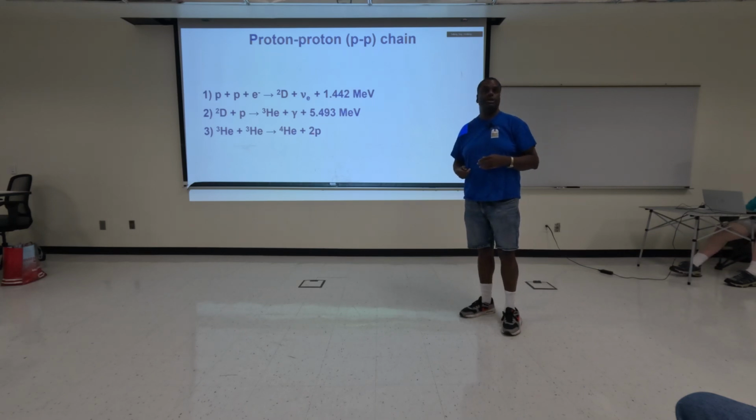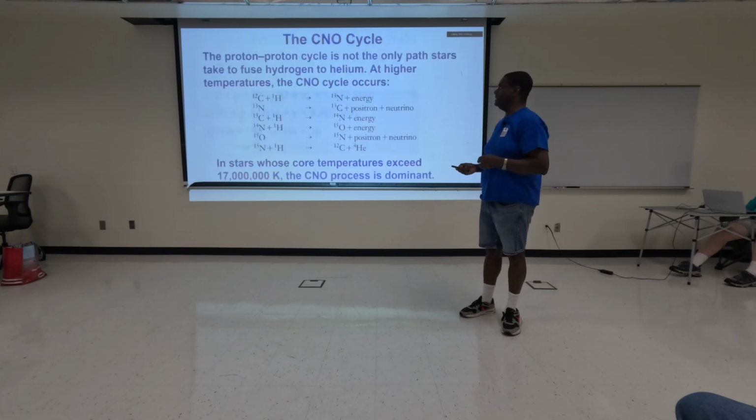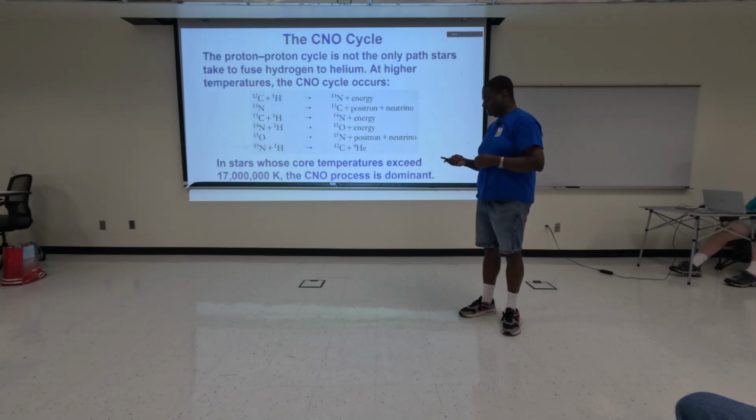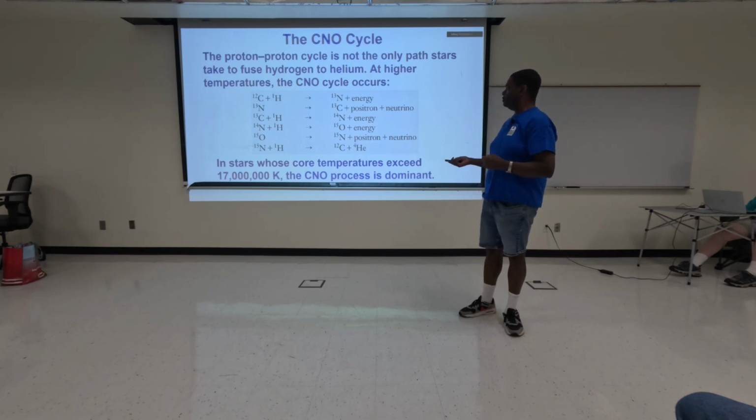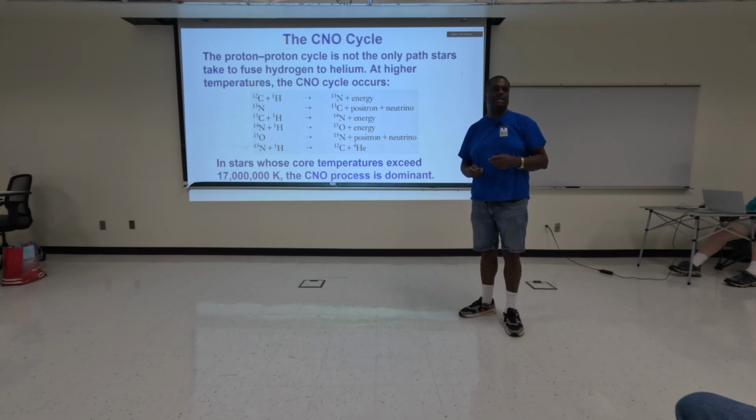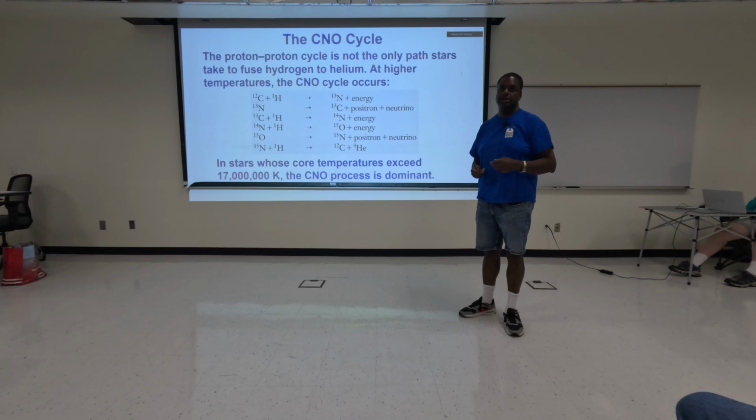The other sequence that goes on in stars is called the CNO cycle. Yes, the heavy elements are already there because these aren't first generation stars. They're there in trace amounts. But the temperature must exceed 17 million Kelvin in the core for that to become dominant. Our sun's temperature is 15.7 million Kelvin. So the sun does a little bit of this, but it's mostly the proton-proton chain, of which the sun is making hydrogen into helium.